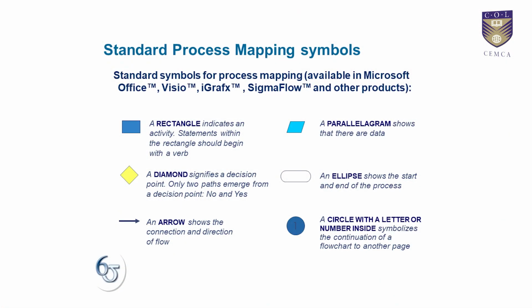In this slide, you can see we're talking about some process mapping symbols. Very typical symbols from the flowchart point of view. A rectangle talks about activity, a diamond talks about the decision making box, a very important box here. An arrow talks about the flow. A parallelogram talks about data points. An ellipse talks about the start and end of a process. A circle with a letter or number inside symbolizes the continuation of a flowchart to another page. If a process is too long, it might move from one page to another page. So we use the circle to show that, say, number one of the process is going into another page, and so on. So these are some of the symbols that we use here.